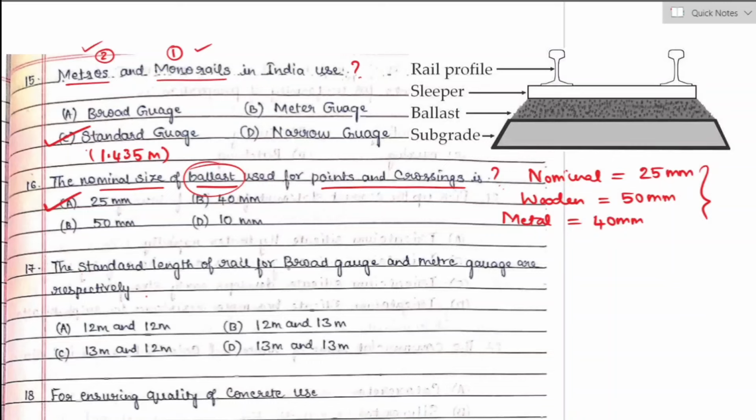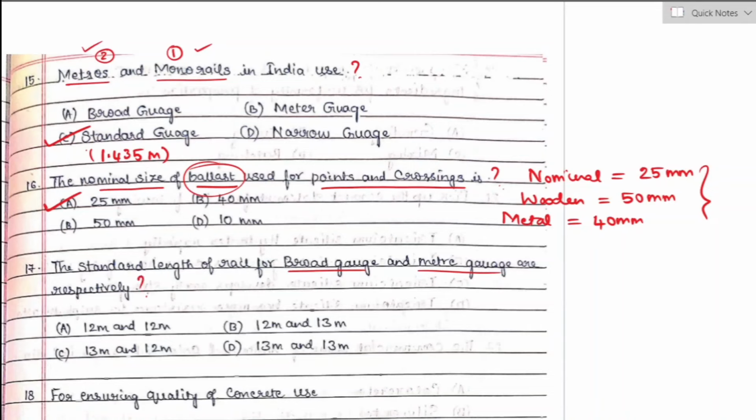Question number 17. The standard length of rail for broad gauge and meter gauge are respectively. So as per IRC, for a broad gauge, the rail length is 12.8 meter, and for meter gauge, it was 11.89 meter. But now it is standardized for 13 meter and 12 meter. So the right answer is option C.